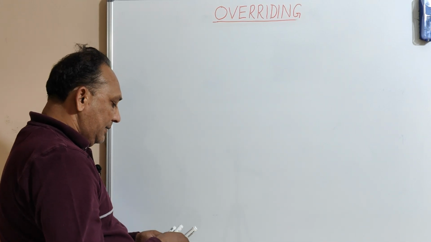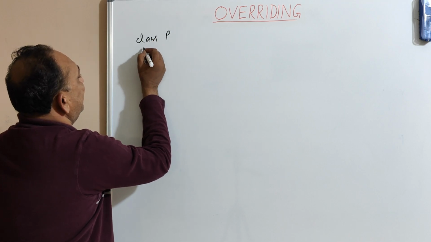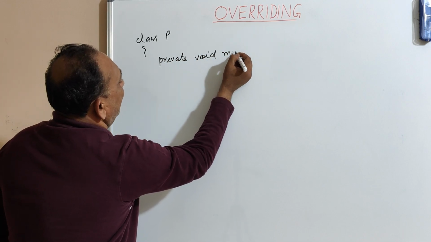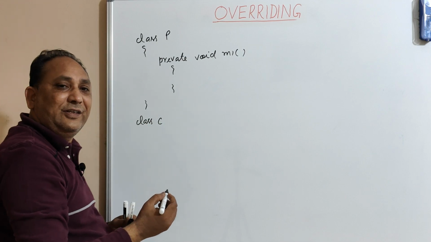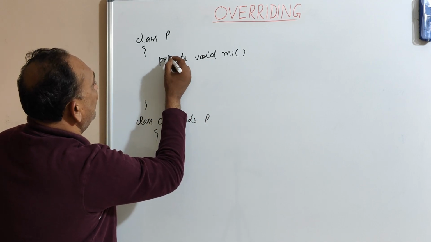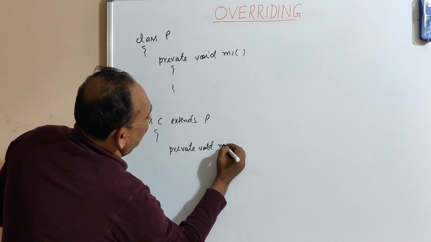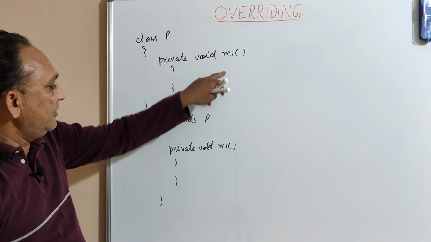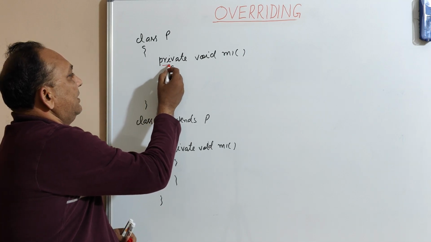Suppose in a parent class I have a class P, and inside that class I have one method, private void m1, correct? Perfect. Now I am going to create one more class, C extends P, the parent, and here again I am going to override this method, private void m1, correct? So this looks like a clear case of overriding. Method name is the same, method signature is the same, return type is the same, but just focus on this private part, correct?